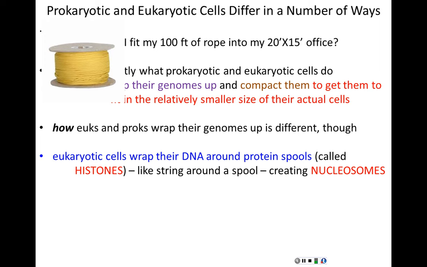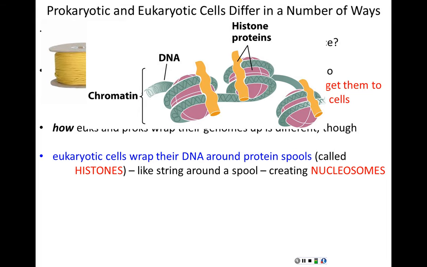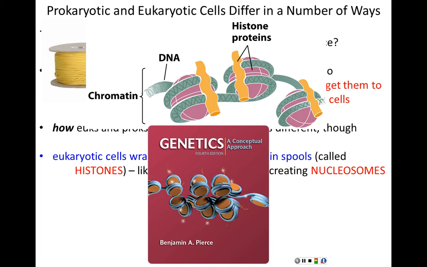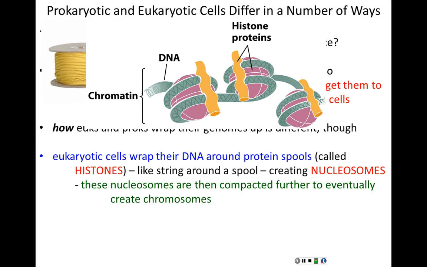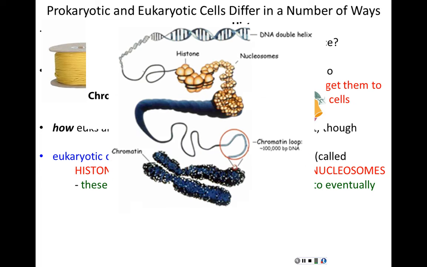So just as we would wrap this twine around a cardboard spool, we wrap our DNA around a protein spool, giving nucleosomes. In fact, this is what's shown on the cover of the textbook we use for this course. The DNA is in blue, and the histones are in orange, and together they wrap together, forming nucleosomes. And that's how the DNA is compacted. Individual nucleosomes are compacted further to eventually create chromosomes. We go through some of the details of this in cell and molecular biology.